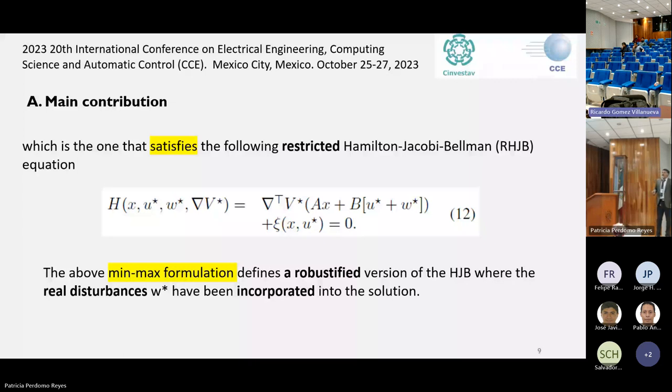The main contribution then is to satisfy the following restricted Hamilton-Jacobi-Bellman equation with these signals, including the control input and the worst-case perturbation, with the term as a function of the control, as a regularization of the perturbation. The above min-max formulation defines a robustified version of the Hamilton-Jacobi-Bellman equation, where the real disturbance has been incorporated into the solution.